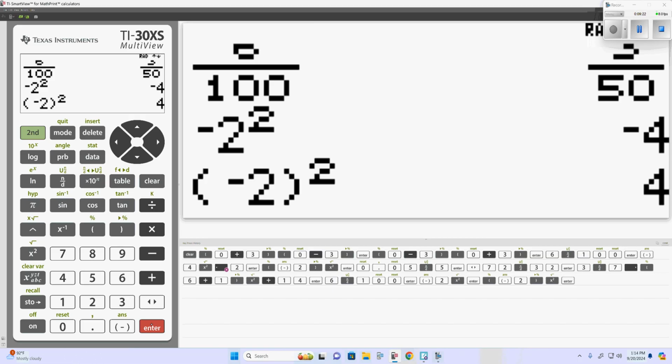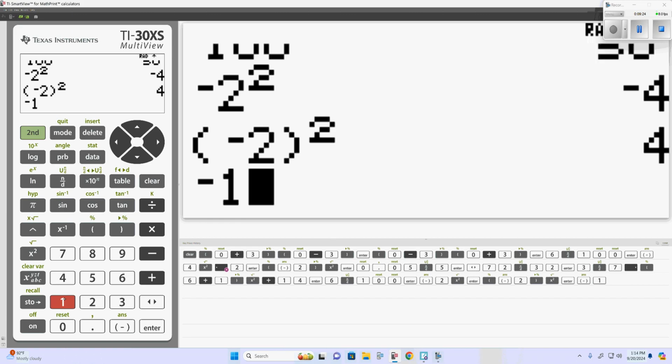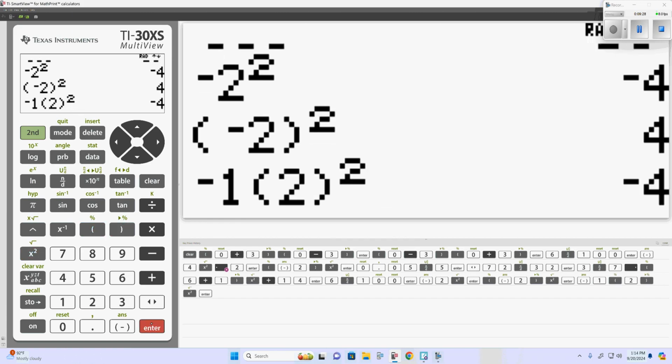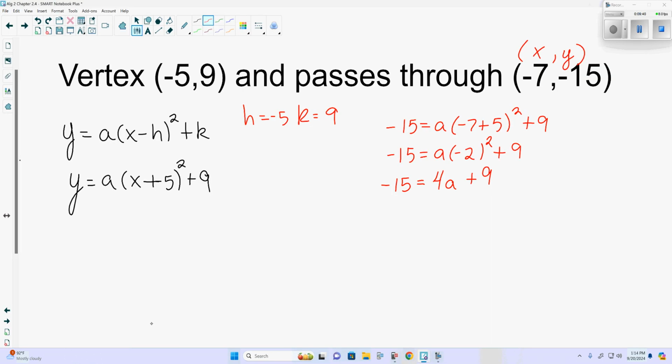But if you don't put the parentheses around it, it sees it as -1 times 2 squared. It sees the negative and 2 as two separate things. We've got to put parentheses around it. If you're not sure if you need parentheses or not, might as well put them, because if you put them and don't need them, it's not going to change anything. If you need them and don't put them, it'll give you the wrong answer. Questions on how we did this here?